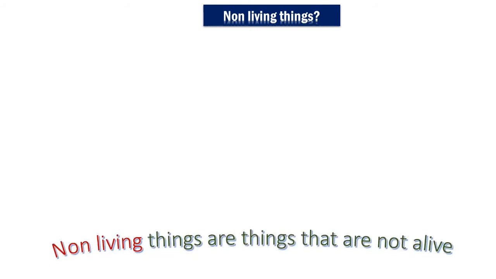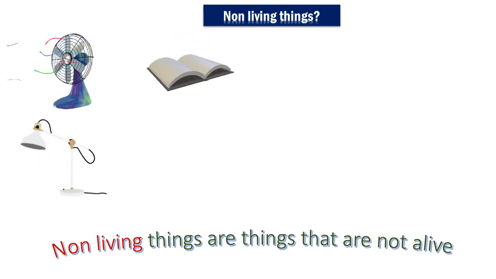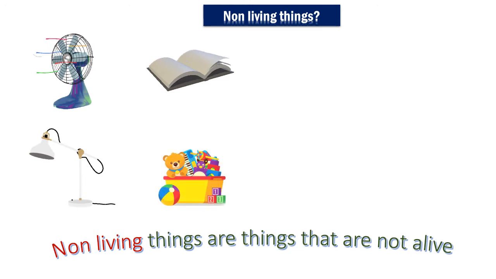Let's move on now to non-living things. Non-living things, on the other hand, are things that are not alive. Examples of non-living things are fans, books, lamps, and toys. Now, let me put you to the test and ask you a few questions, and I want you to answer. So, are you ready?